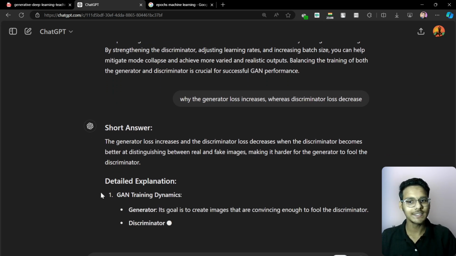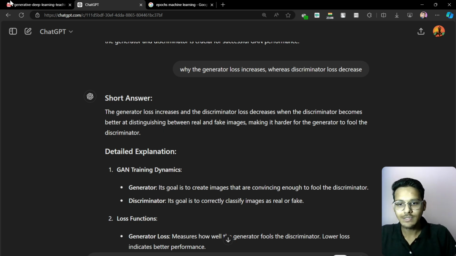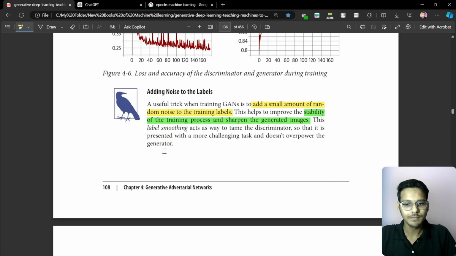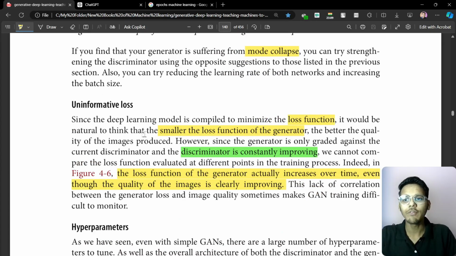In the short answer, you can see that the generator loss increases and the discriminator loss decreases when the discriminator becomes better at distinguishing. Okay. Fine. So it is not giving a very good answer, but we'll be seeing what the good answer is. And this here is an uninformative loss.